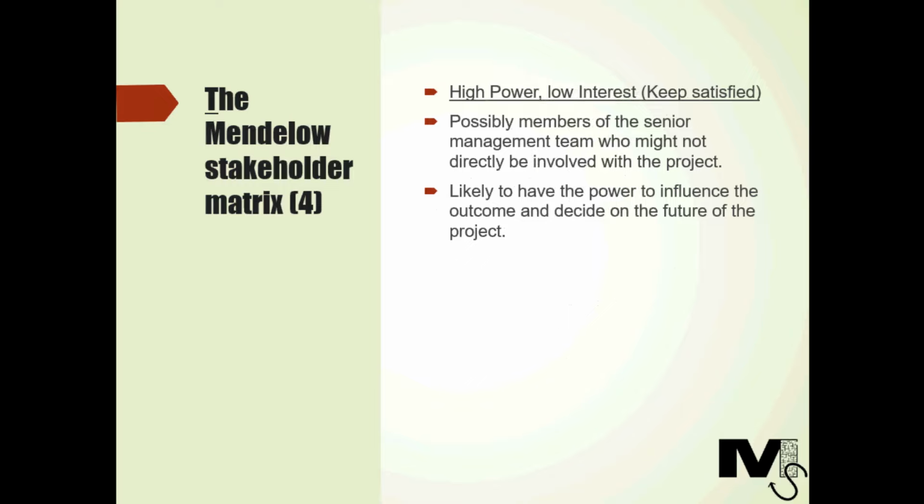The next quadrant is high power, low interest. So these are likely members of the senior management team who might not directly be involved with the particular project. Stakeholders with low interest are likely to not directly be involved in the project, but they're likely to have the power to influence the outcome and decide on the future of the project or the company on the whole.